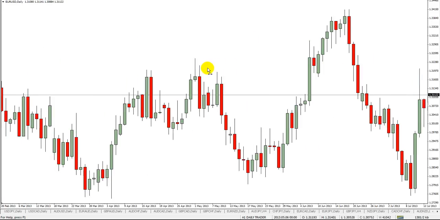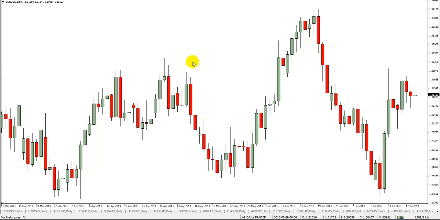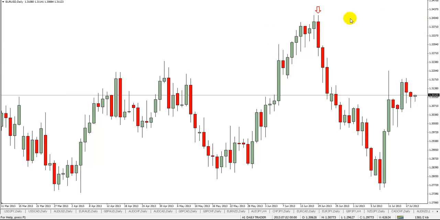Let me show you on the daily. I think we have more than a few examples. Probably the easiest one to look at is this one. And this is a bearish big shadow trade. What is a bearish big shadow?